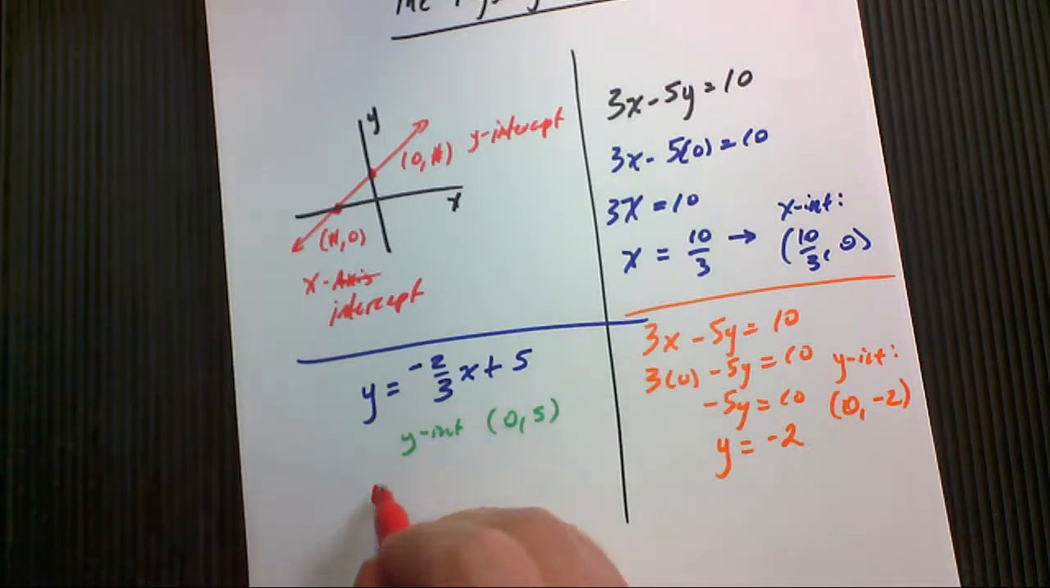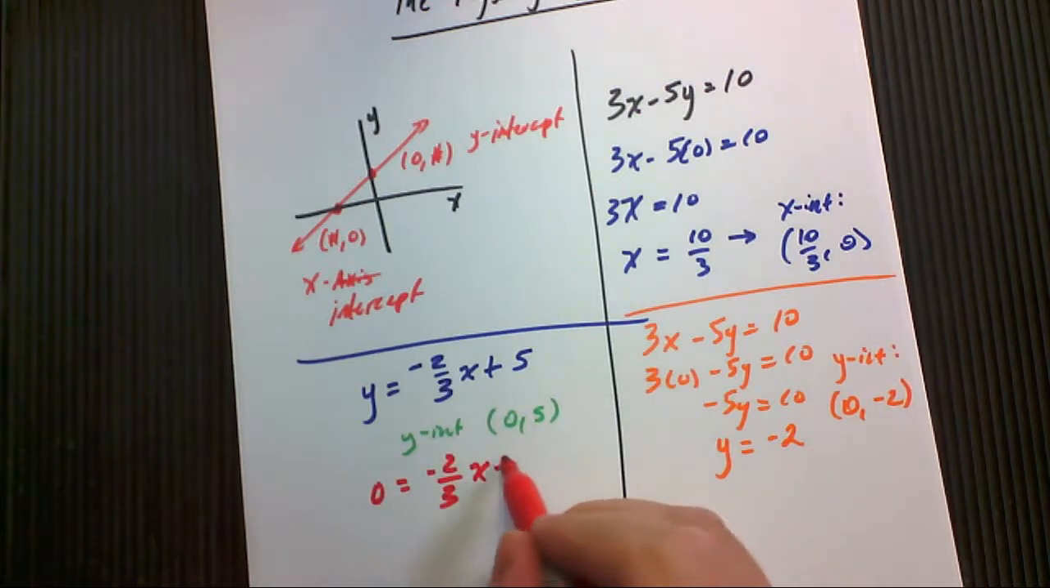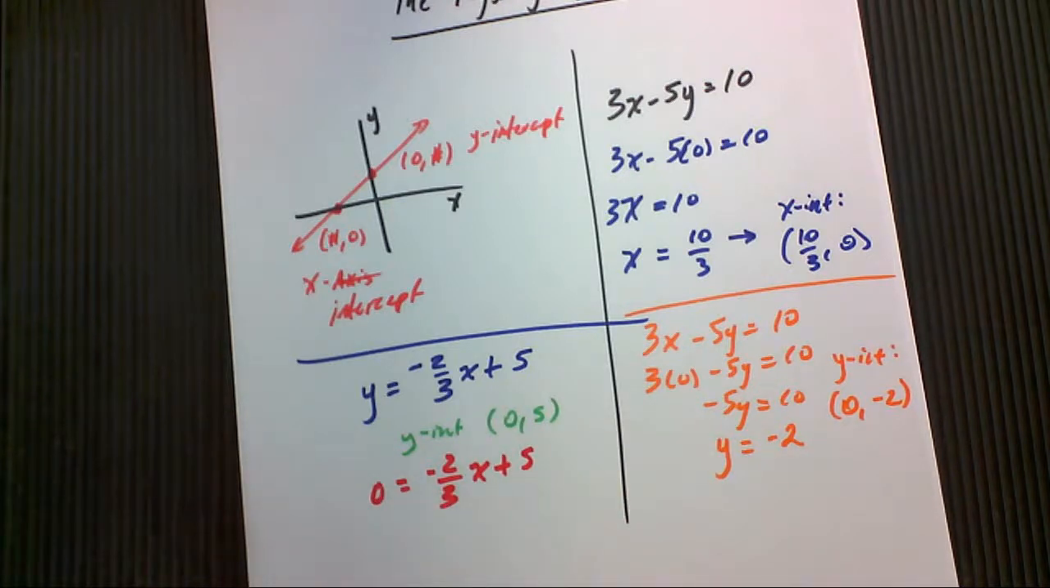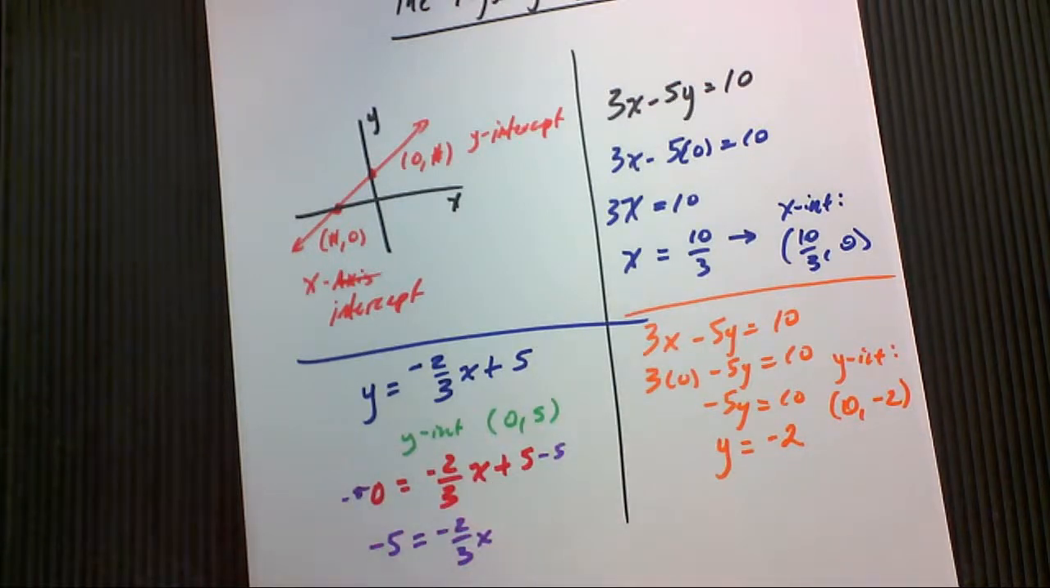What you got to do, just like last time, put a 0 in place of the y, and then you solve for x. You're going to have to use inverse operations here. So you're going to subtract 5 from both sides. See? End up with that. Subtract 5 from both sides. That's why you end up here. 5 minus 5 is 0.